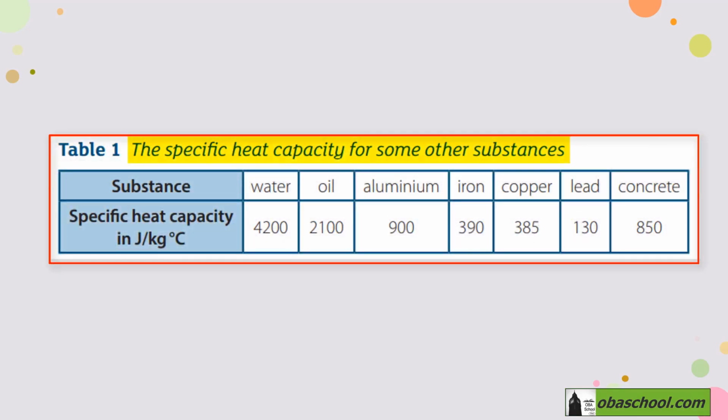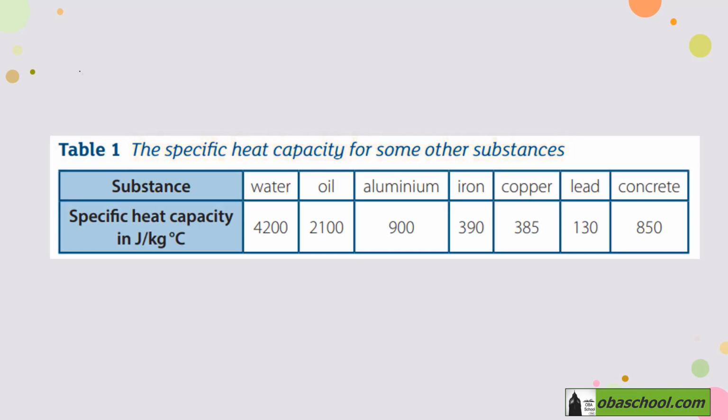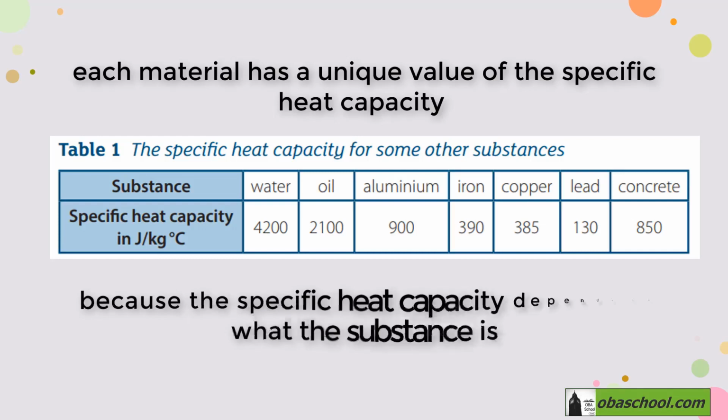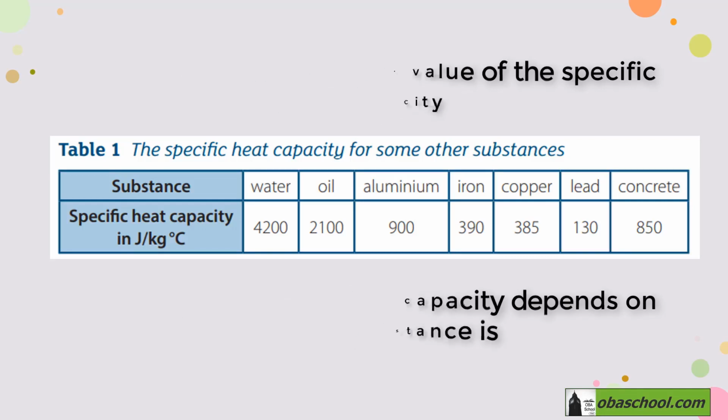Here's a table showing the specific heat capacity for some other substances. As you can notice, each material has a unique value of the specific heat capacity because, as we said before, specific heat capacity depends on what the substance is.